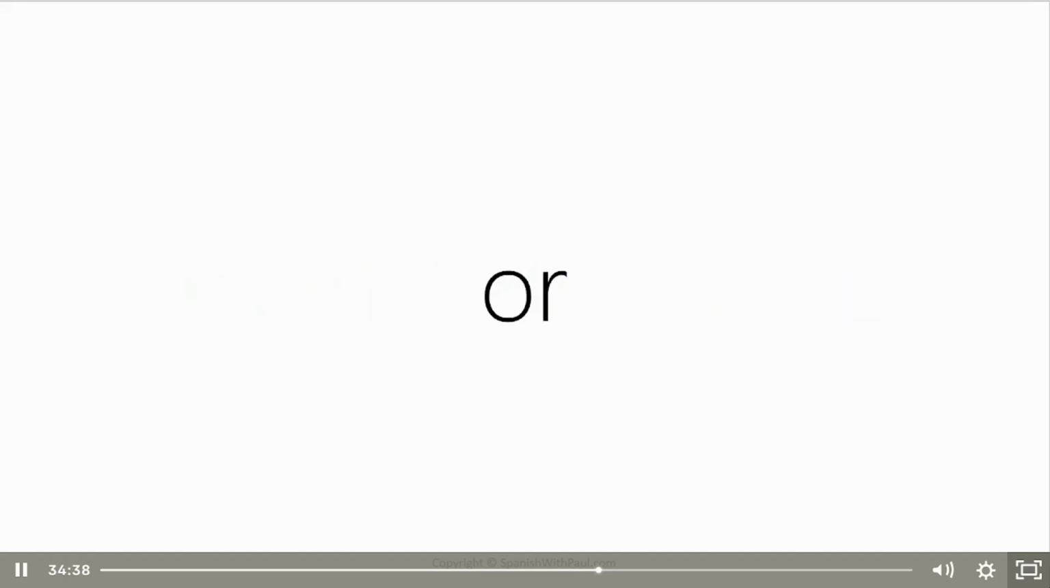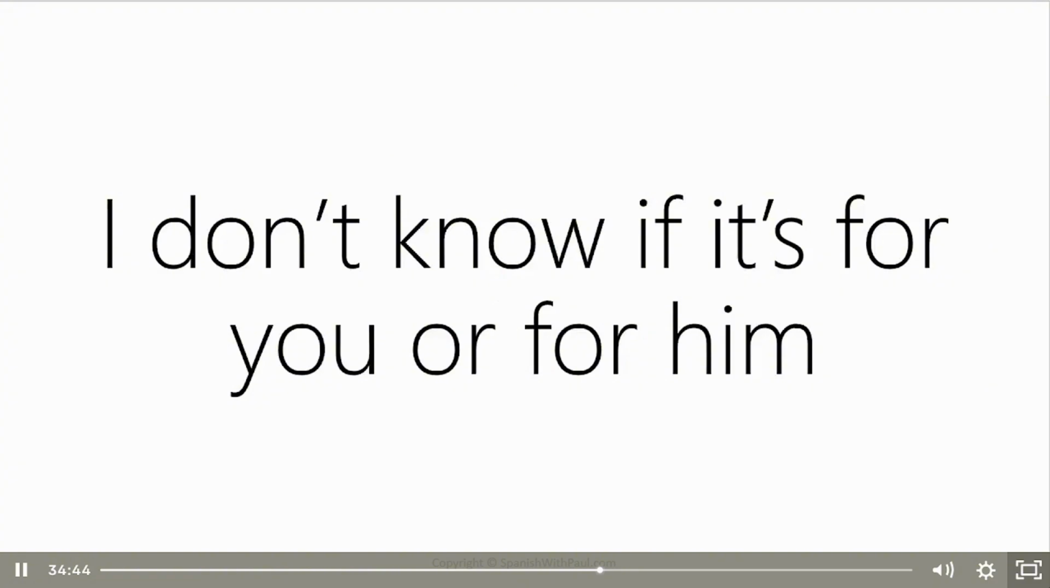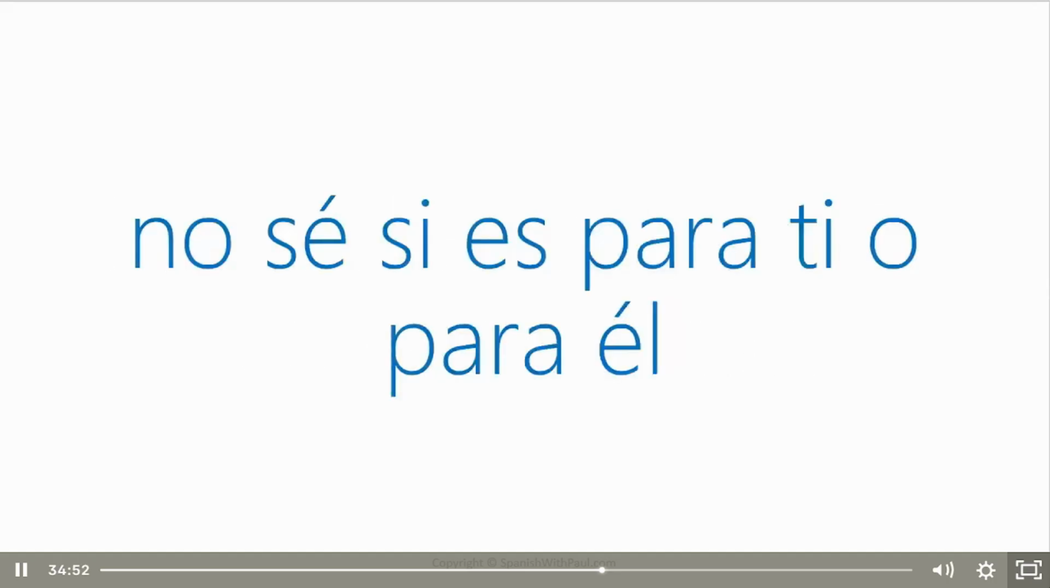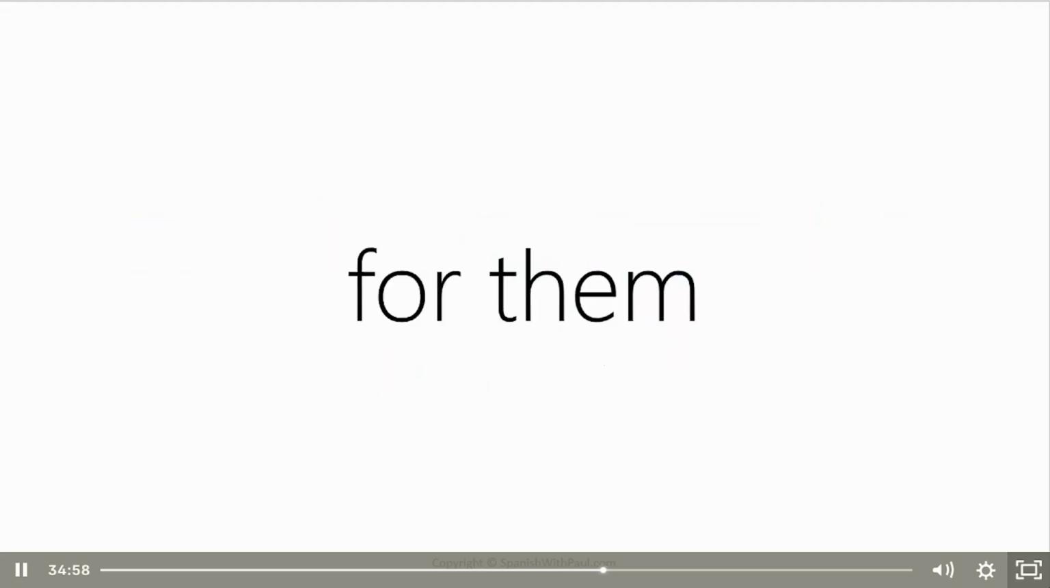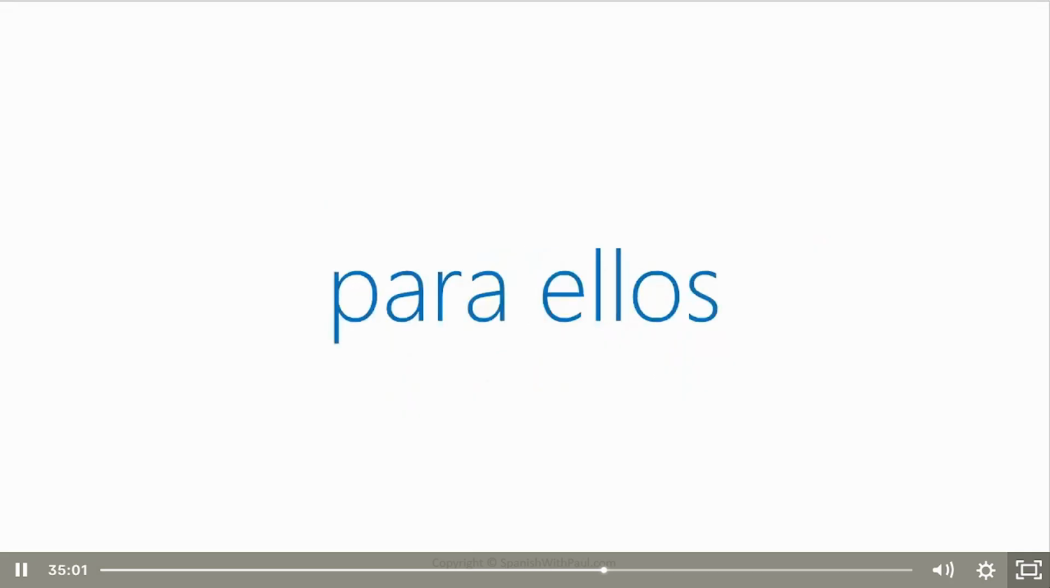What's the word for or? Oh. I don't know if it's for you or for him. No sé si es para ti o para él. To express for them, we have two options. It can be para ellos, or if the group is all female, it will be para ellas. Whenever I want you to use para ellas, I'll indicate it on the slide. Otherwise, just stick to the default of para ellos.